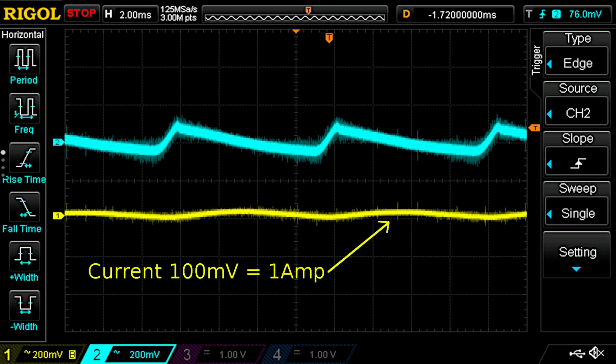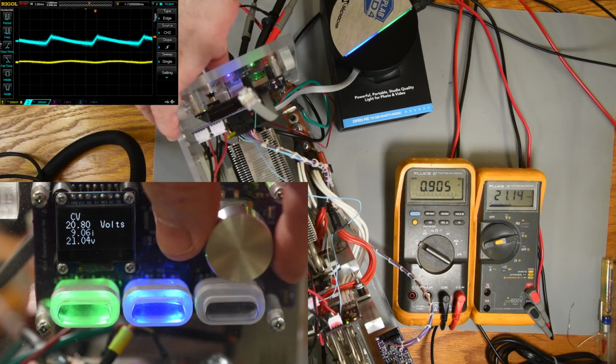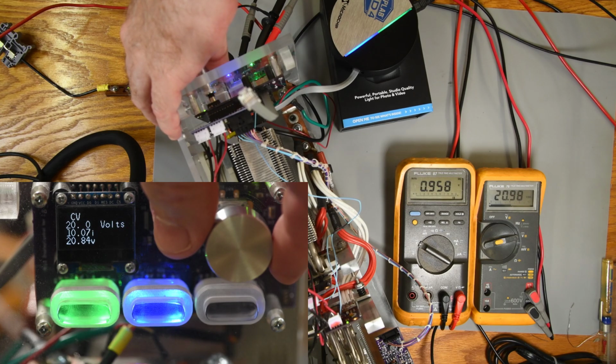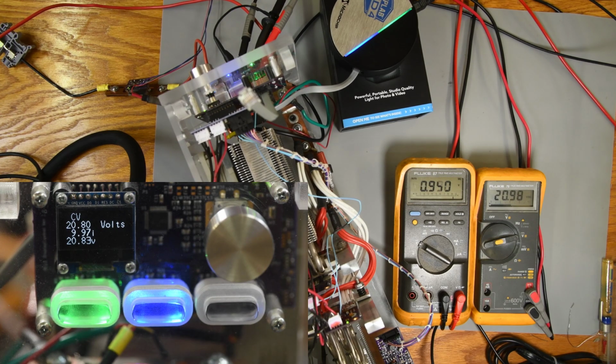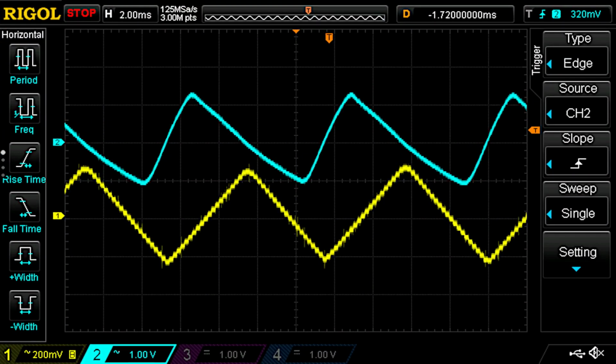I've got the load set to 23.7 volts, 150 to 200 milliamps of load. But as you can see in the current waveform, it's trying to adjust to the voltage ripple, even with the ripple barely over 200 millivolts. Here I have the voltage set to 20.8 volts, right around 10 amps of load. And I think this is a very interesting waveform.